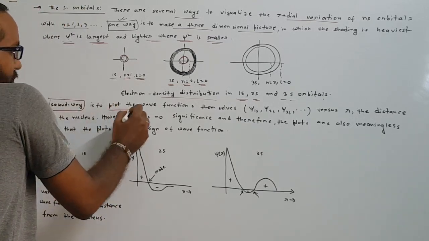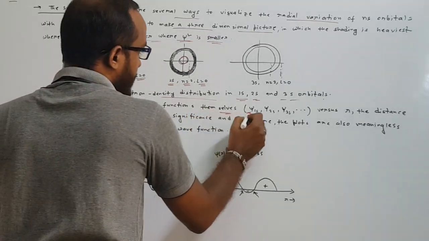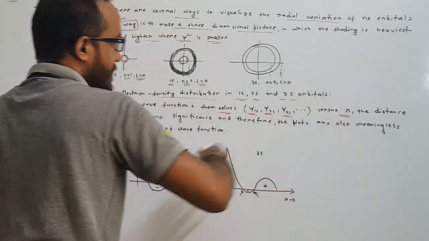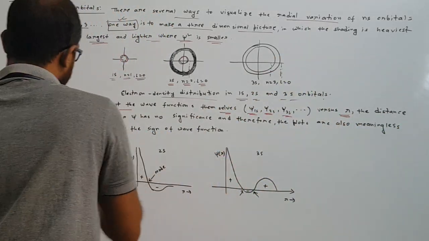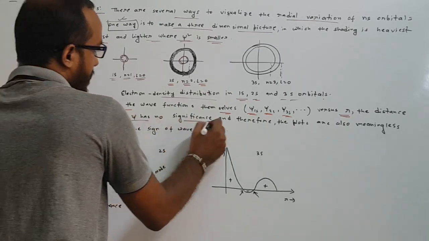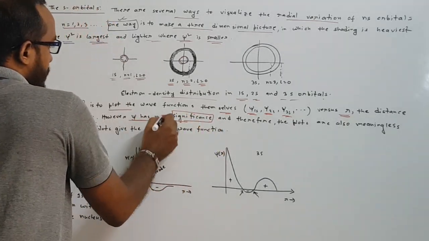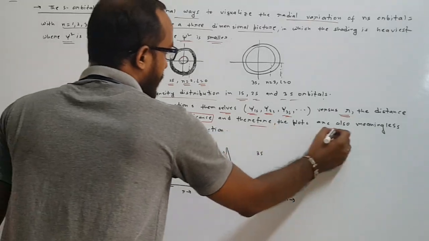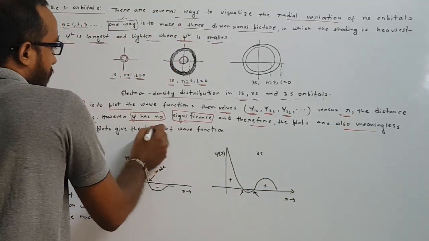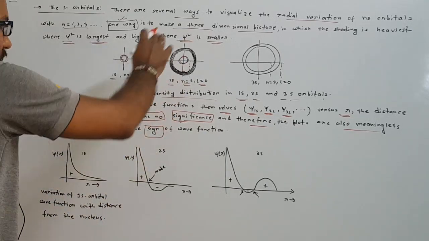And the second way is to plot the wave function as psi 1s, psi 2s, psi 3s versus the distance, the distance from the nucleus. However, psi has no significance here. Please remember, psi has no significance here, and therefore the plots are also meaningless, except that these plots give the sign of the wave function.